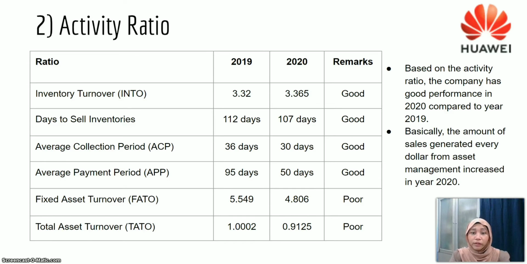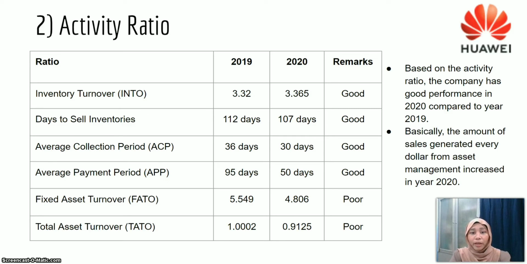So in year 2020, we can see that the ratio is 0.9125, and in year 2019, the ratio is 1.0002. So it is 0.09 lower in 2020 compared to 2019, and thus the company shows a poor performance.